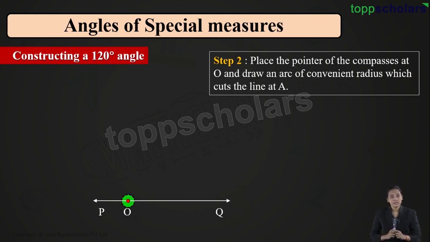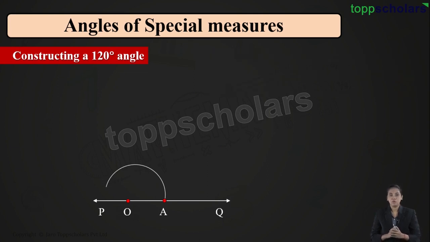How much radius do I have to keep? We will keep a convenient radius and we will draw an arc like this and name it as point A. Okay, so this step 2 is done. What did we do, students? We drew a line PQ and took the point O on it, and then with the help of the compass we drew an arc.